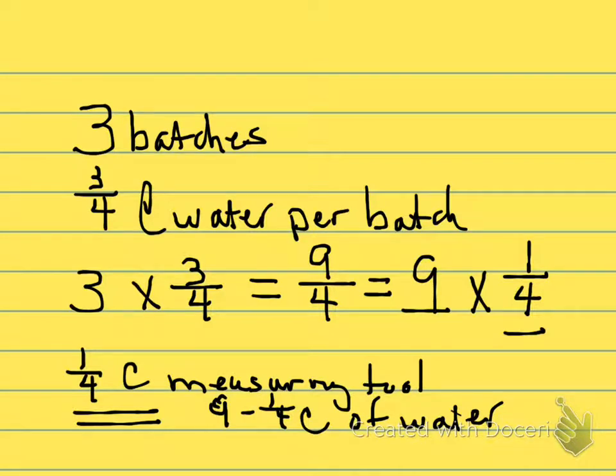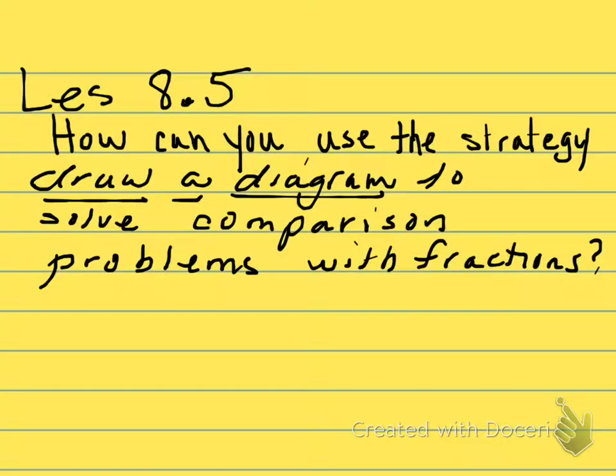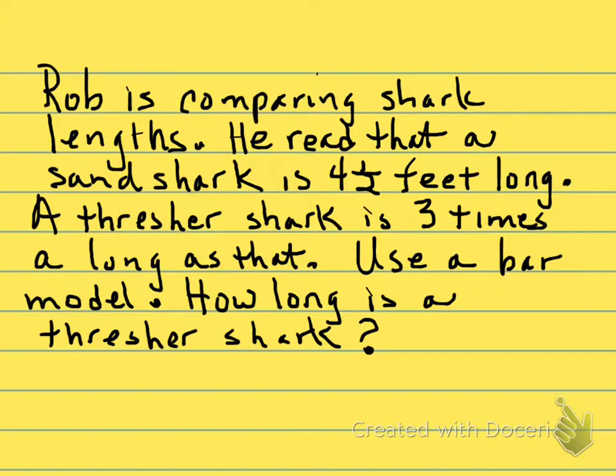Boys and girls, what we've tried to do is take a look at different types of word problems, look at the words being asked, and look at how we are solving them. There's one more. All right, in lesson 8.5, how can you use the strategy draw a diagram to solve comparison problems with fractions? Let's take a look. Rob is comparing shark lengths.